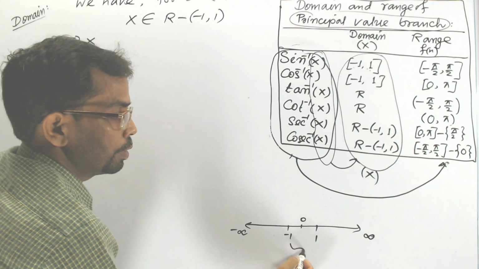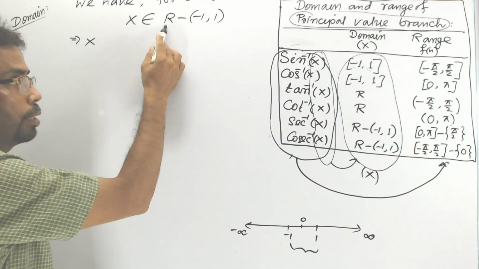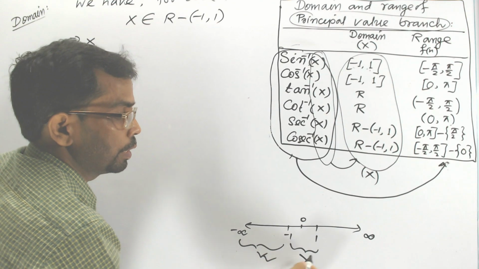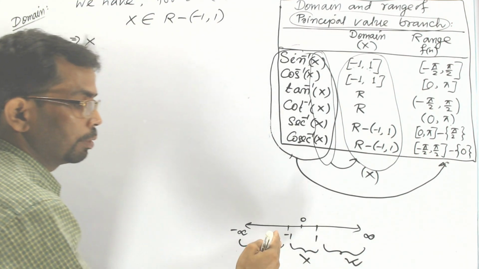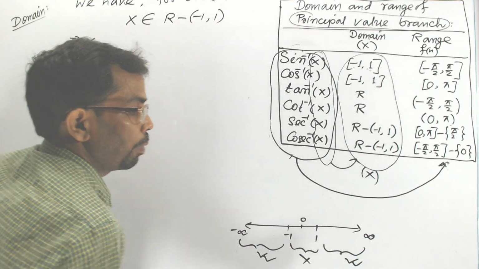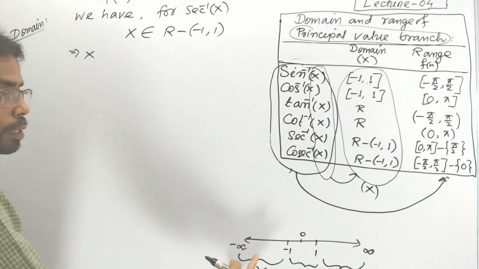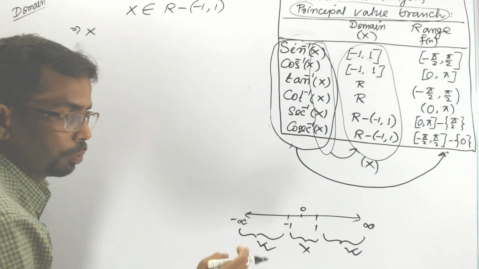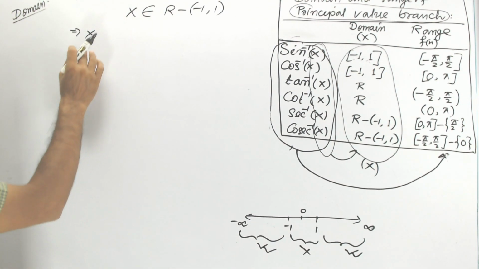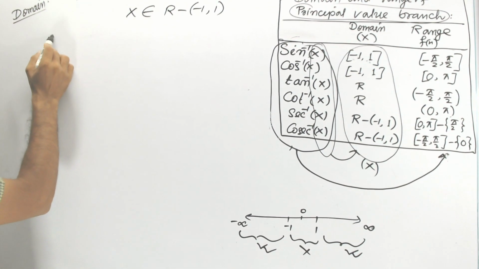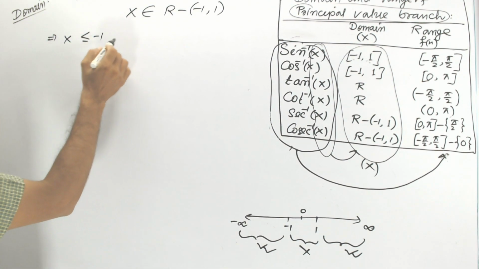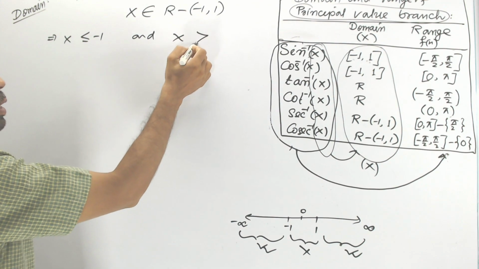That means according to question, it can be any real number, but it should not be between minus 1 to plus 1. That means it can be here, it can be here. It can be less than minus 1, it can be greater than plus 1. So I'll get two parts here. One is less than minus 1, another is greater than plus 1. We are getting two parts. So I'll write like this. This implies x is less than equal to minus 1 and x is greater than equal to plus 1.